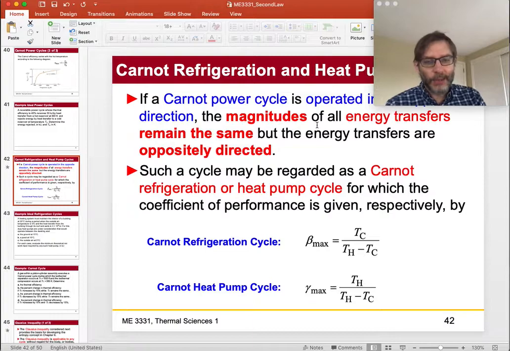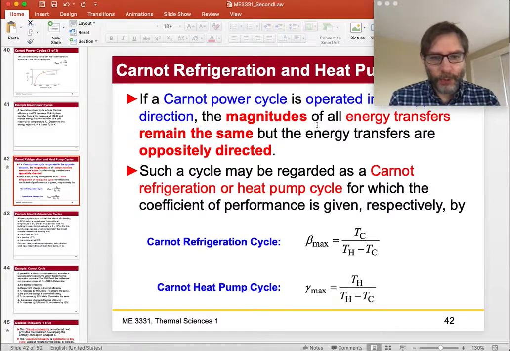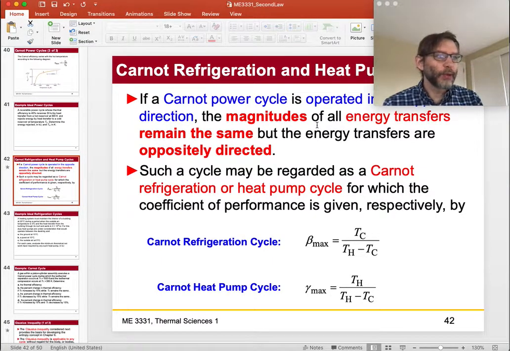And the heat pump is obviously the opposite. You're trying to get the hot heat stream, the Q_H, which is, in this case, proportional to the T_H. Okay? All right, so this is how we do the ideal refrigeration cycle.